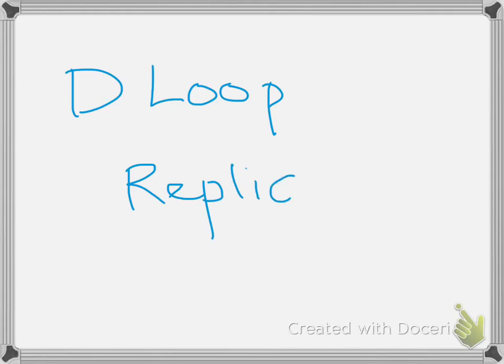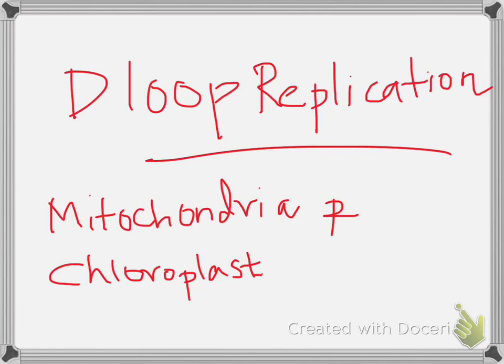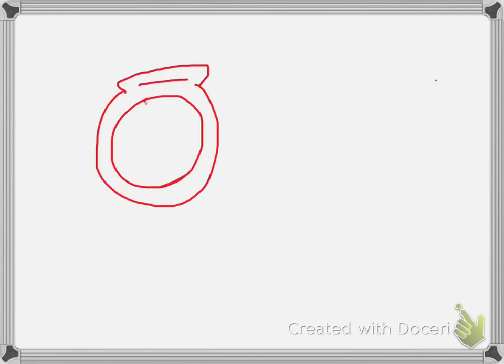In this video, I would like to explain about D-loop replication. This type of replication mainly occurs in the mitochondria and chloroplast. And this is a double-stranded circular DNA.